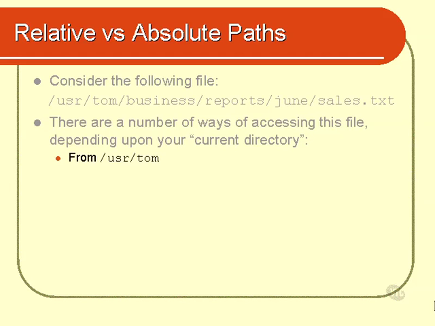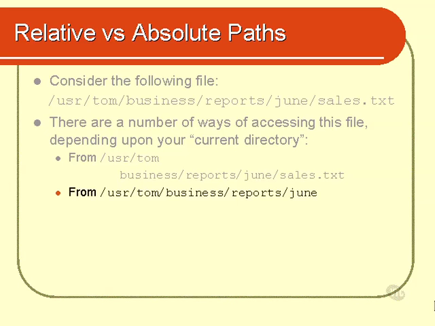If you were in the /user/tom directory, in other words, if your current directory was /user/tom, then what would you type in to get sales.txt? Well, you'd simply type in business/reports/june/sales.txt. In other words, if you're in /user/tom and you're trying to get to that full file name, then you need to specify every subdirectory underneath the current one. Notice that the file path that you're specifying does not begin with a /. Let's have a look at some more examples so you can compare that with some other examples.